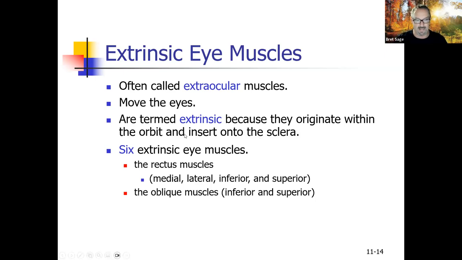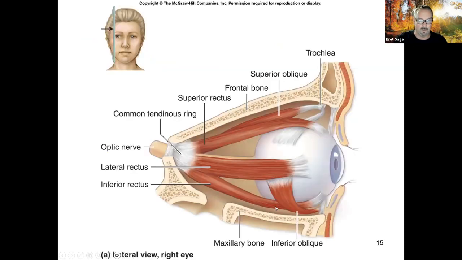All right, there are six extrinsic eye muscles: the rectus muscles, 1, 2, 3, 4, left, right, up, and down, and the oblique muscles that actually rotate your eye within the socket. So this shows you most of those muscles. You see the lateral rectus if you're looking from the side, superior rectus meaning on top, inferior on the bottom, medial rectus would be on the opposite side of the eye, and you can see these muscles here, the inferior oblique, and then the superior oblique comes in and kind of makes a little U-turn in the trochlea.